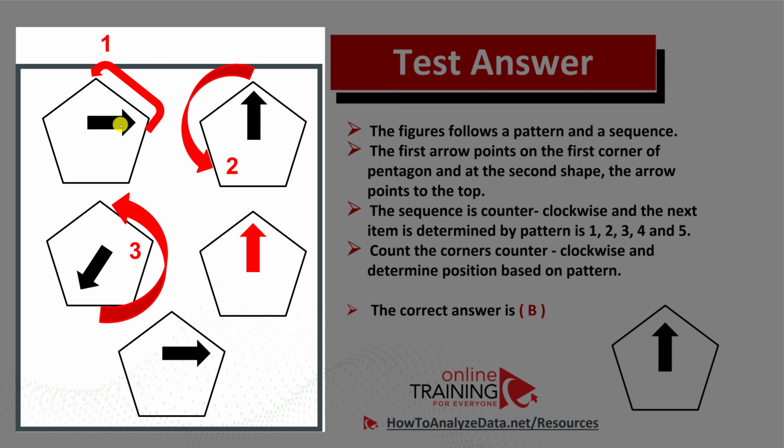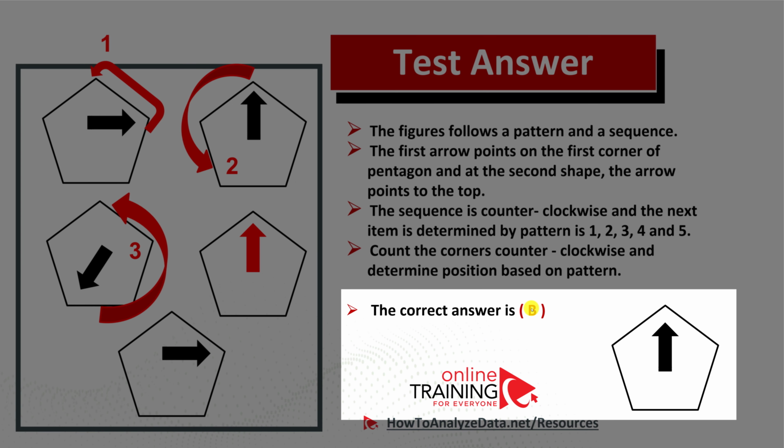For example, in item 1, the arrow points to 1 o'clock, to the first angle of the pentagon. For the second position, you need to move counterclockwise into the next corner. For the next one, you need to move 2 steps because the sequence number would be 2, because this is the second shape. And once you move, you arrive at the 8 o'clock corner of the pentagon. As you continue, your next move would be to jump through 3 corners of the pentagon, and you will be at 12 o'clock. And this is the position of the arrow we're trying to determine.